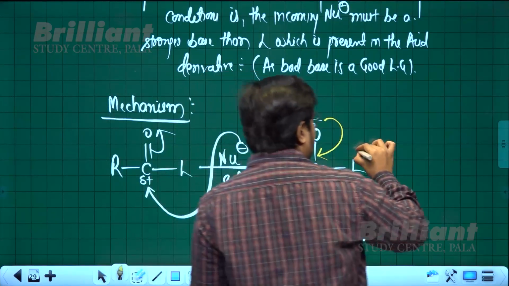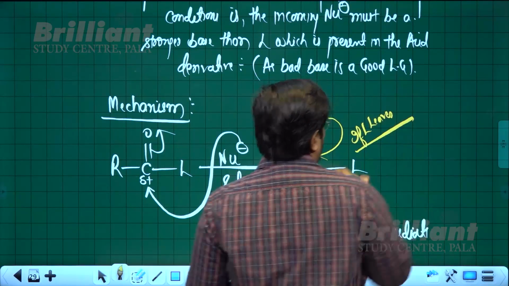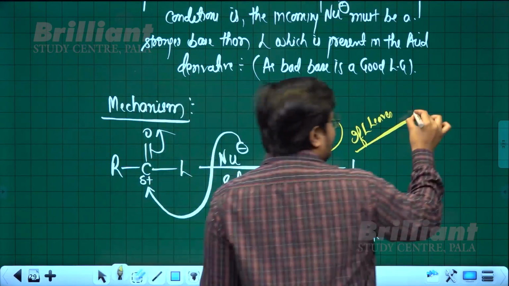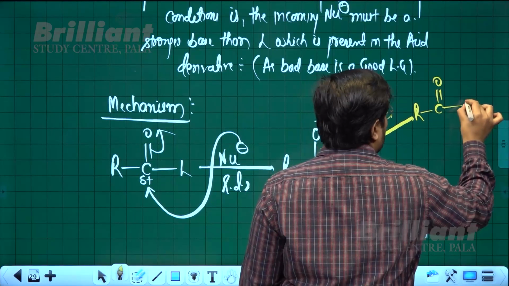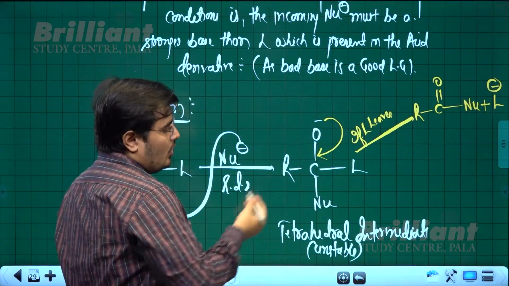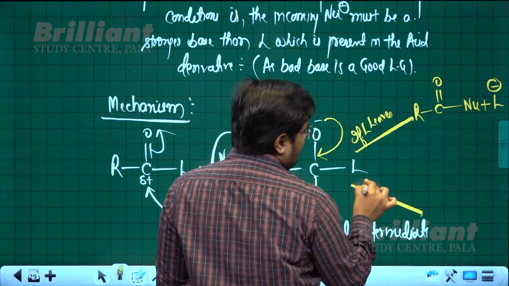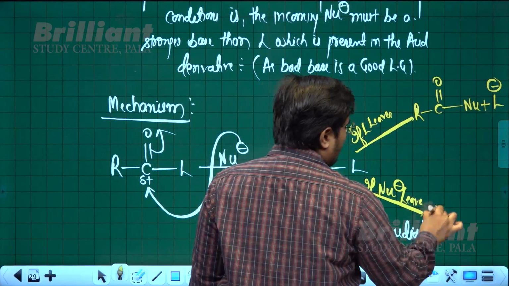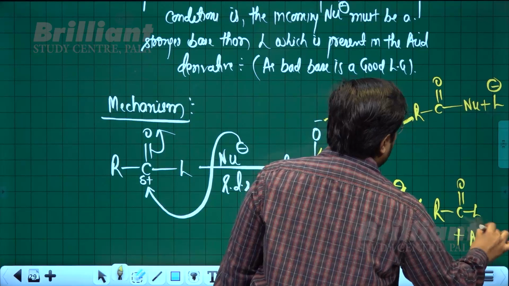Then there are two possibilities. If L leaves, that is, when this is coming back, one of them has to break the bond with the carbon, and let's say that happens to be RCO Nu, and when L goes, it will go as L minus. Or there is a possibility that when this has come back, the Nu can break its bond, and then if the nucleophile leaves, the product will be R C double bond O L plus Nu minus.